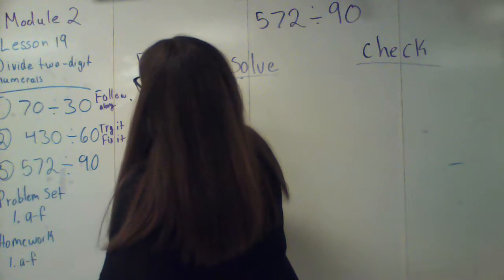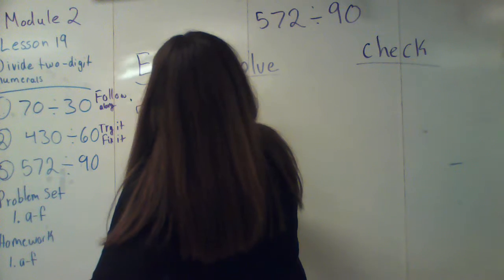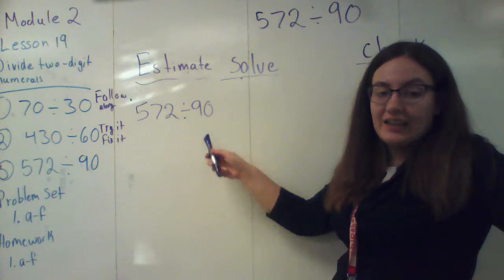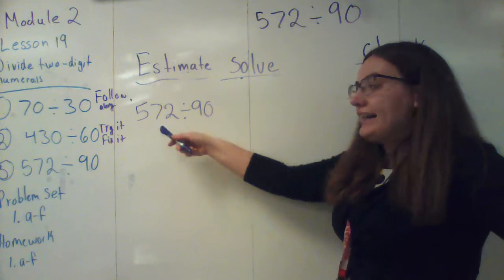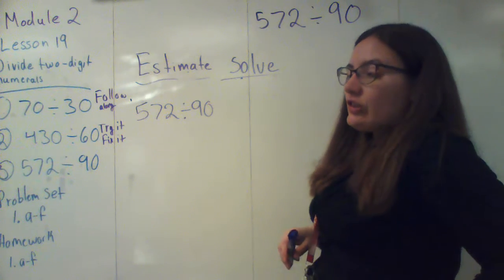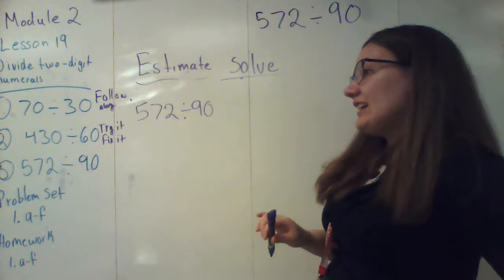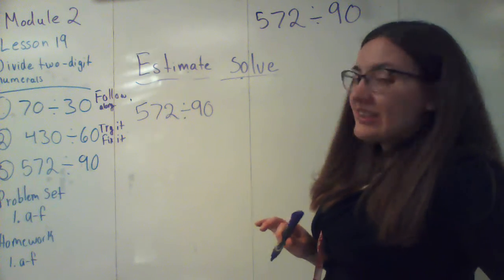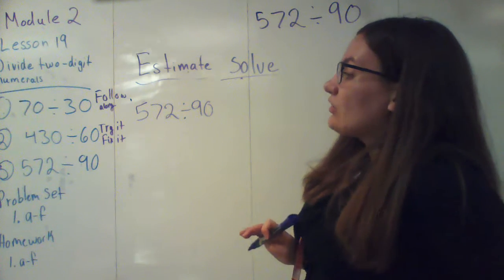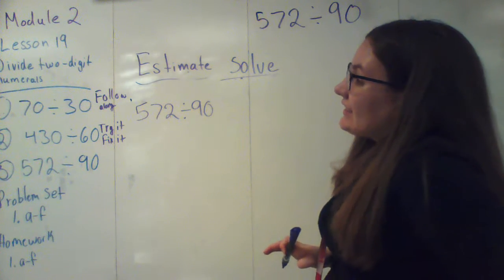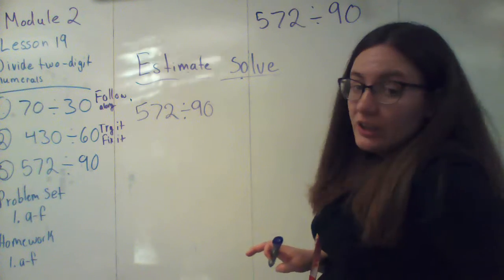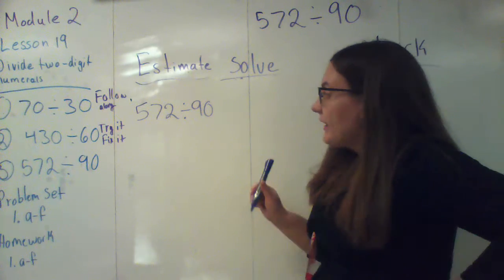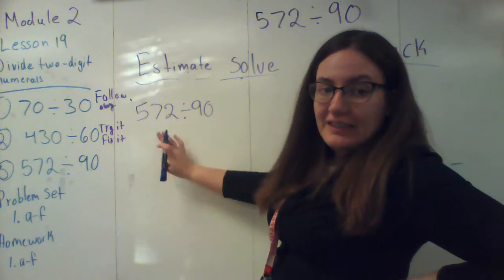So we have 572 divided by 90. Again, I'm going to take a look at this number, and I'm going to think, okay, what factors of 9 are close to 57? So I know that 9 times, I could do maybe 9 times 7, which is 63, so that's pretty close. Or I could try 9 times 6, which is 54. So I'm going to choose 9 times 6 because I think it's a little bit closer. So if I do 9 times 6, that's 54.